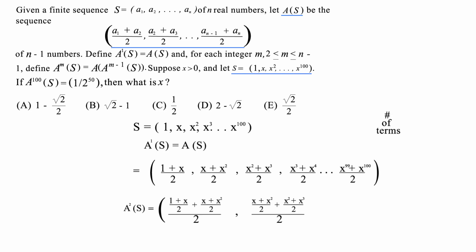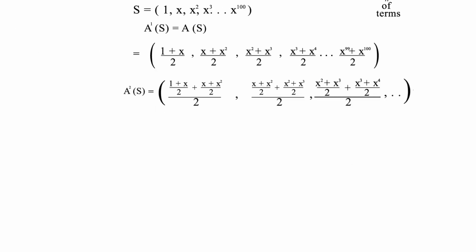Correct? Following? No problem so far? All right, here we go. Keep going here. One more should be sufficient. So the next one is (x squared plus x to the 3 all over 2 plus x to the power of 3 plus x to the power of 4 all over 2), and so on, dot, dot, dot. Okay, keeps on going like that. And this has 99 terms. All right, remember I wanted to put in the terms.